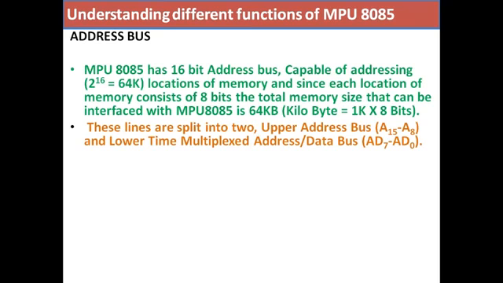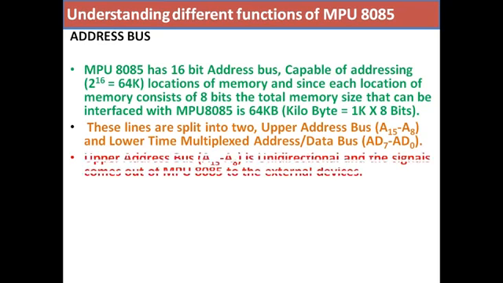Well, the address bus is presently being split into two. One is called the upper address bus, that is pins A15 to A8, and the other is the lower time-multiplexed address bus, which has a dual purpose, one as address and another as data bus, and we will designate this as AD7 to AD0.